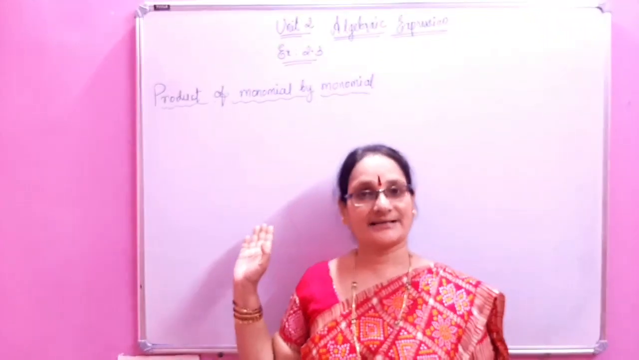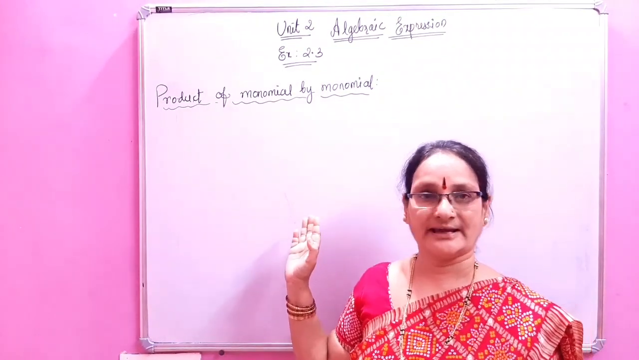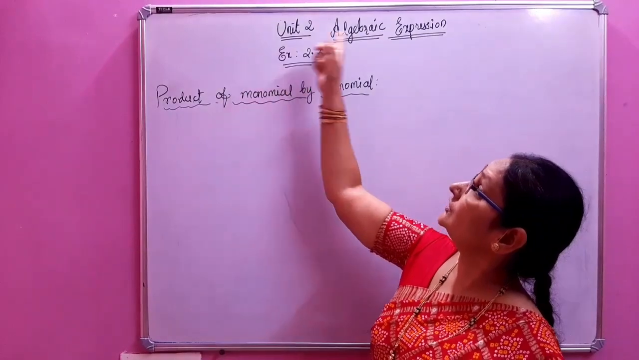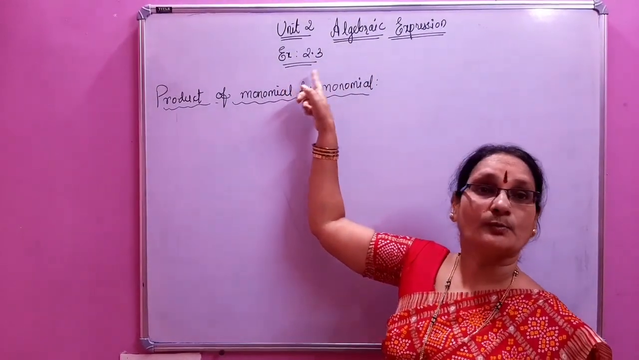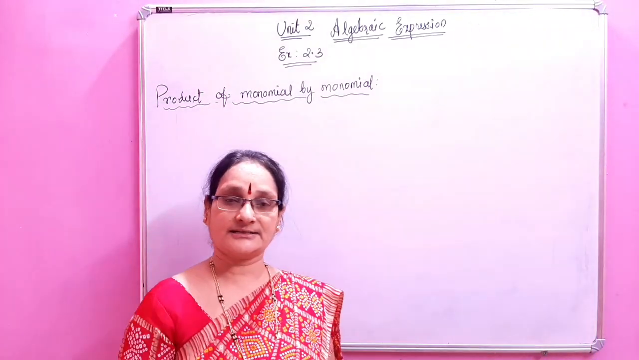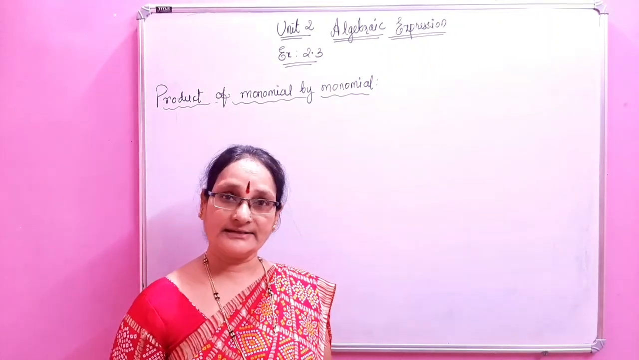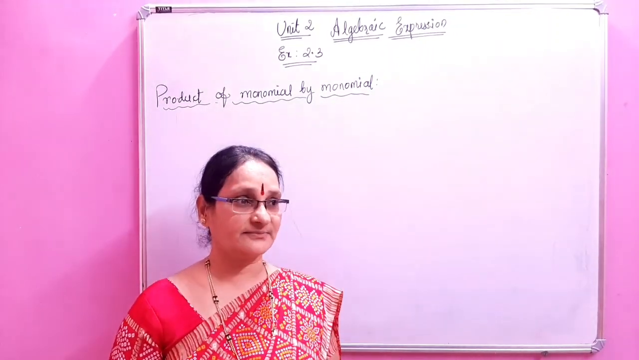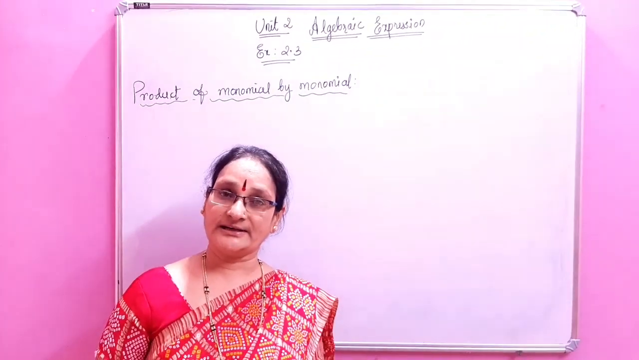My today's maths class is, you know already, in the algebraic expression we are there. That is unit 2, algebraic expression. It is related to exercise 2.3. See here students, already you have learnt like terms and unlike terms, addition of like terms and subtraction of like terms, and in that also two methods are there, horizontal method and vertical method.